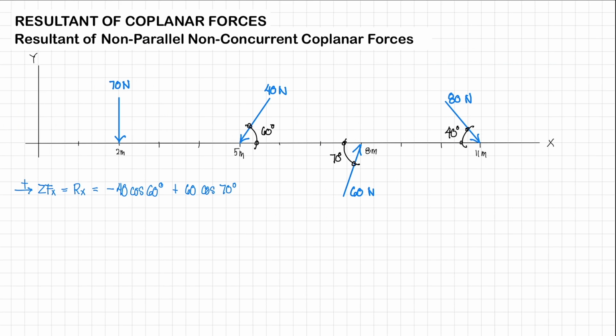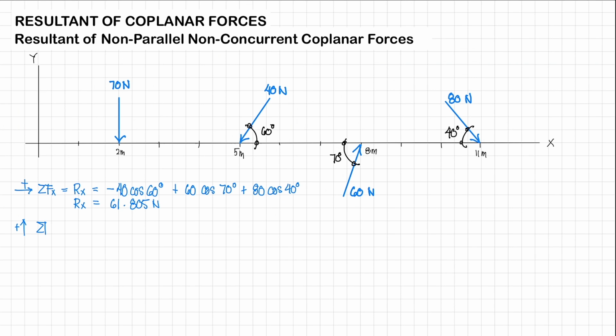And then the next one, we have 80 newtons. So again, it's positive since it's acting towards the right side. So this is positive 80 newtons cosine 40 degrees. And the whole thing is going to be equal to 61.805 newtons. All right. Now for our Ry. So we're going to assume a positive direction of going up.